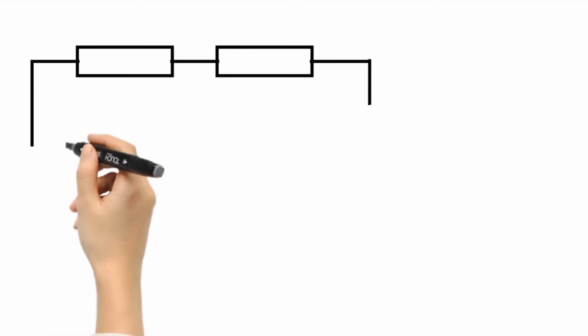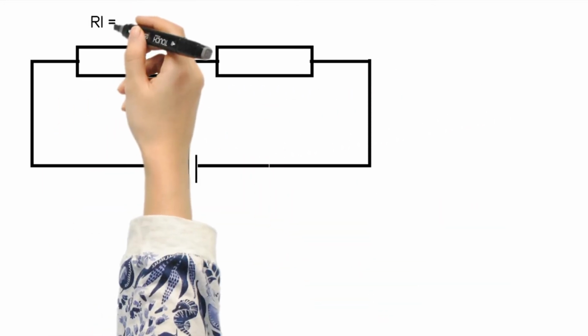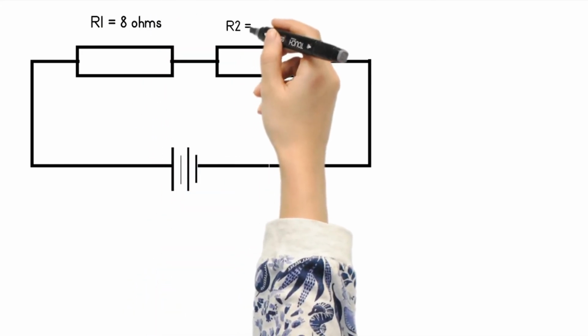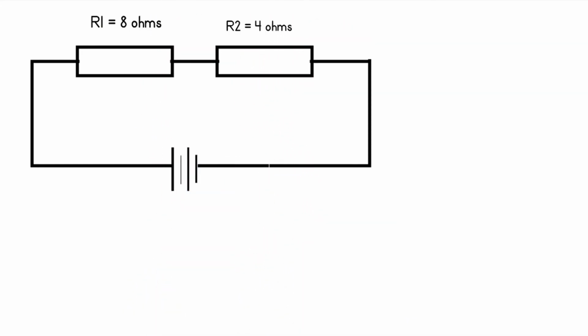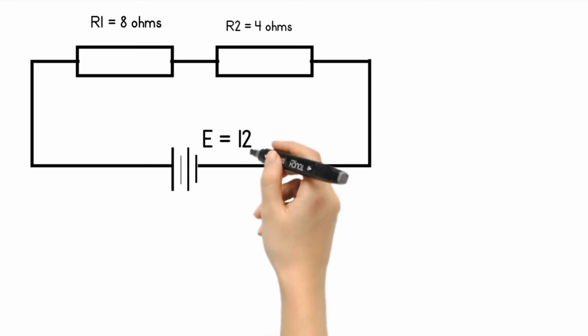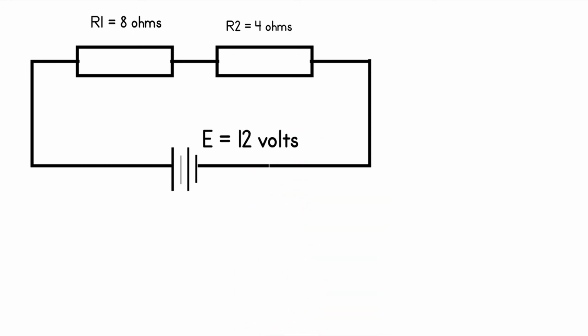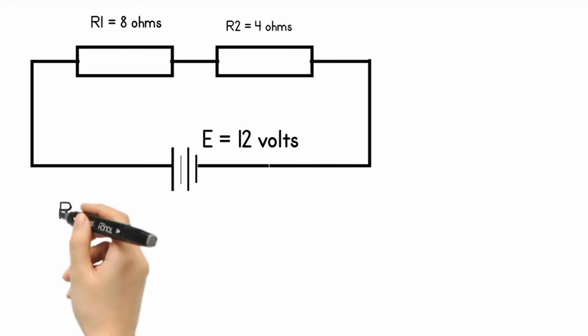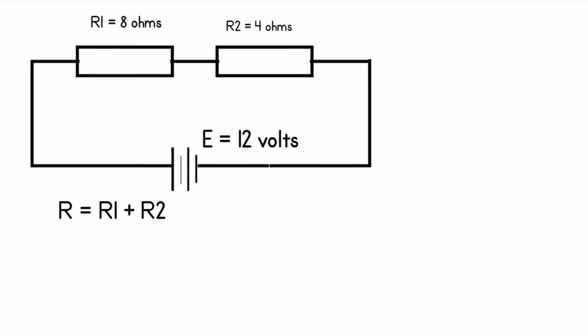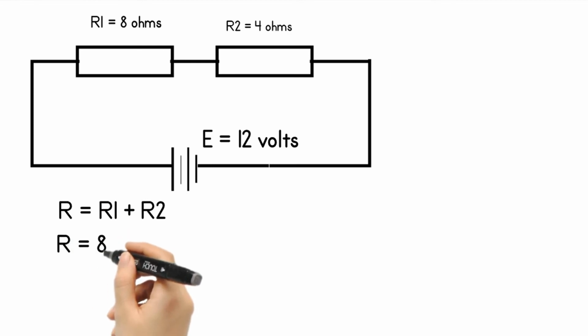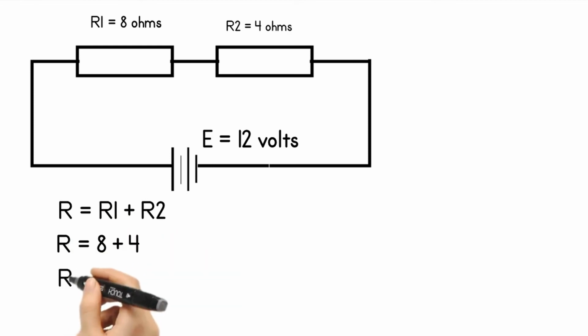Let's have an example. In the given circuit, R1 is equal to 8 ohms, and R2 is equal to 4. Assume that the supply E is equal to 12 volts. Since they are in series, the equivalent resistor R is equal to R1 plus R2. R then is equal to 8 ohms plus 4 ohms, which is equal to 12. R then is equal to 12 ohms.